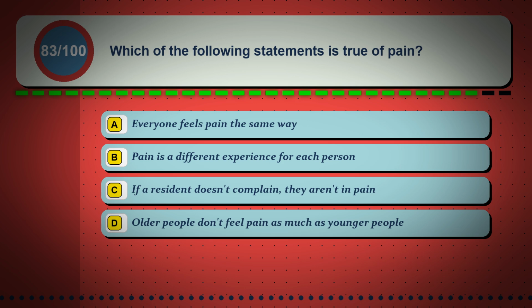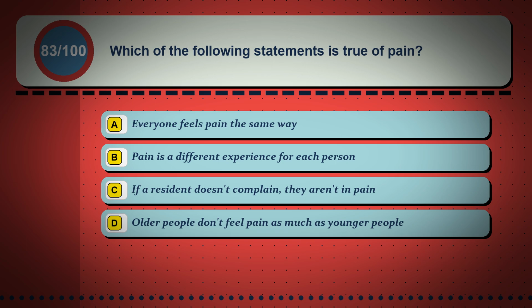Question 83. Which of the following statements is true of pain? Option A. Everyone feels pain the same way. Option B. Pain is a different experience for each person. Option C. If a resident doesn't complain, they aren't in pain. Option D. Older people don't feel pain as much as younger people.